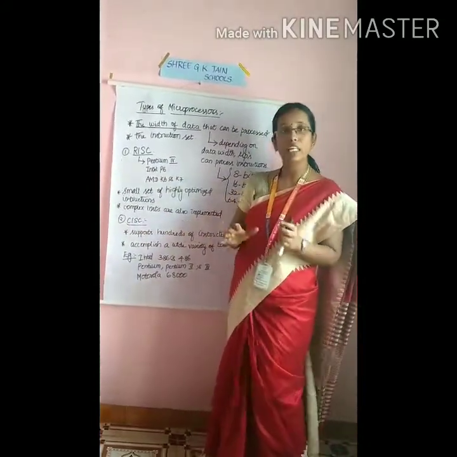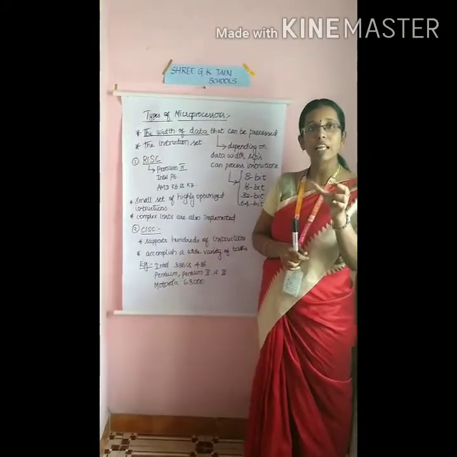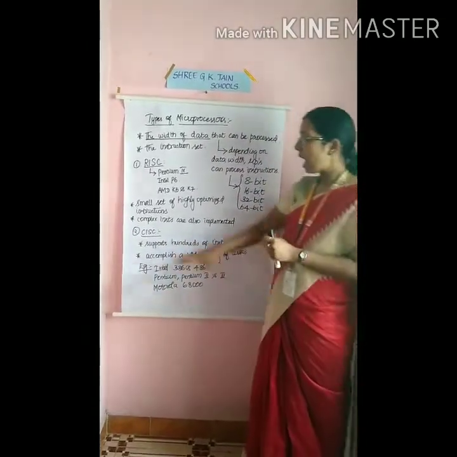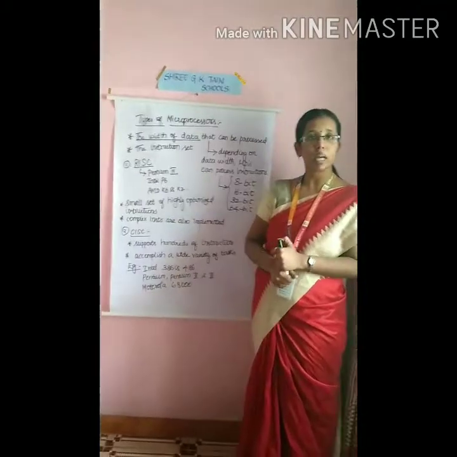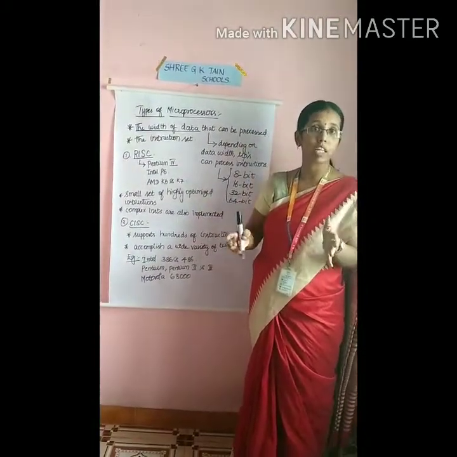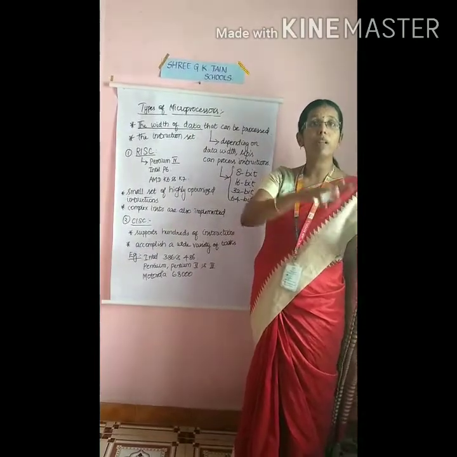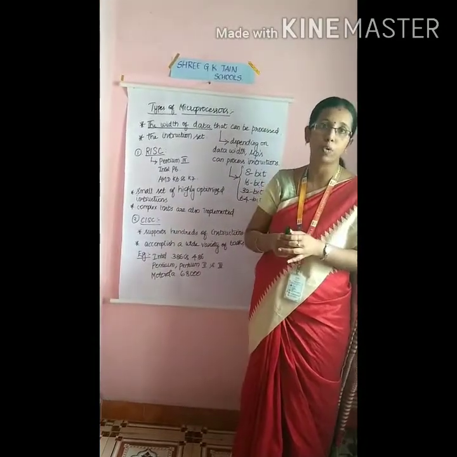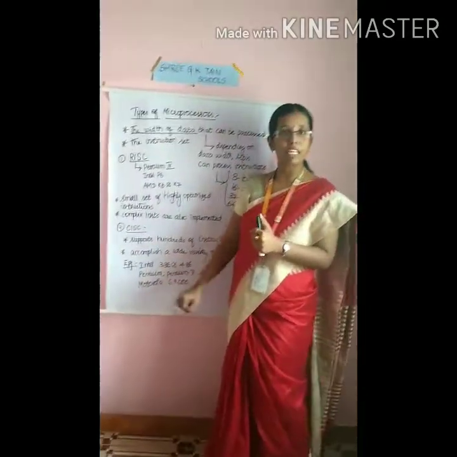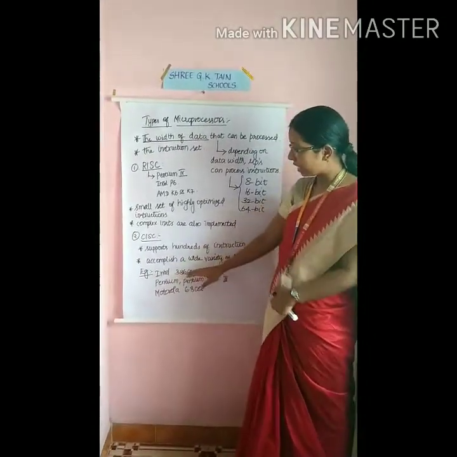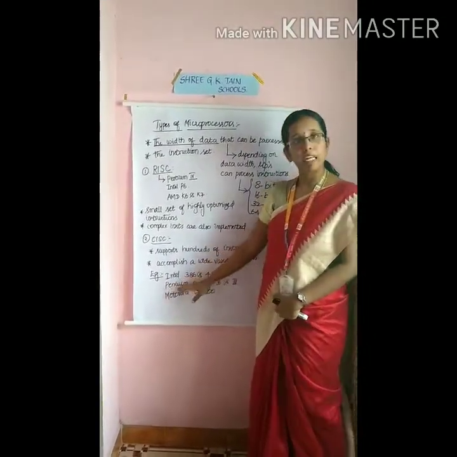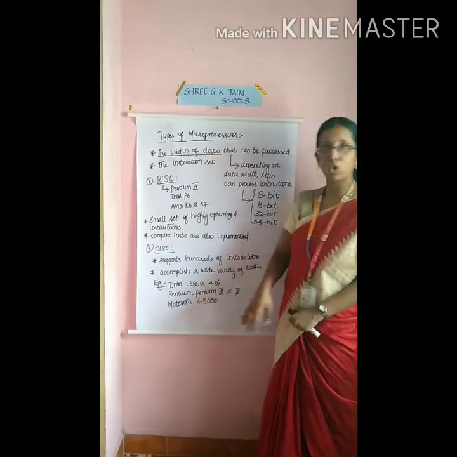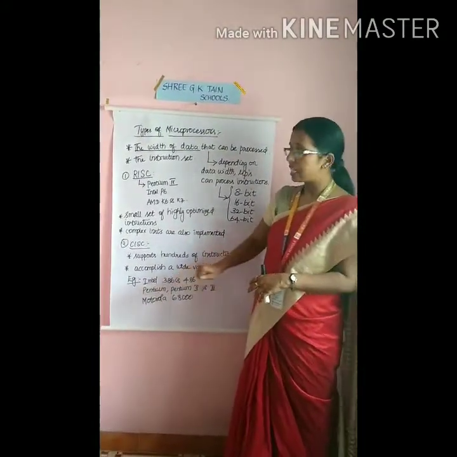And coming to complex instruction set computers, by the name itself you can easily identify it's complex. It supports hundreds of instructions, and this complex instruction set computer accomplishes a wide variety of tasks. This makes things comfortable by creating personal computers. Coming to the examples of CISC: Intel 386 and 486, Pentium, all of these come under CISC, and Motorola. So these are the examples of CISC.